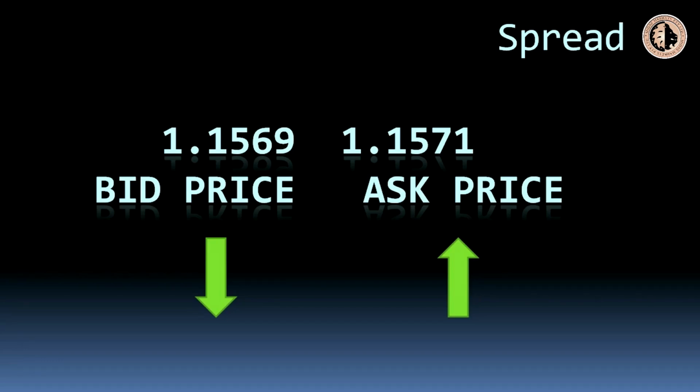Hi guys, welcome to this tutorial where we'll continue on looking at common FX terminologies. Continuing from the last lecture, we'll be looking at the spread.